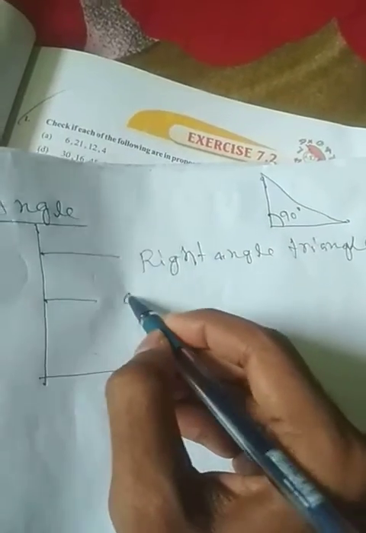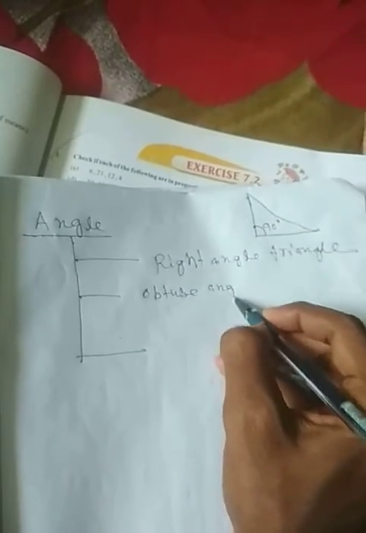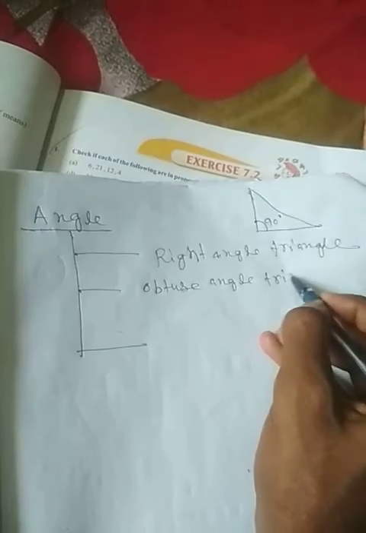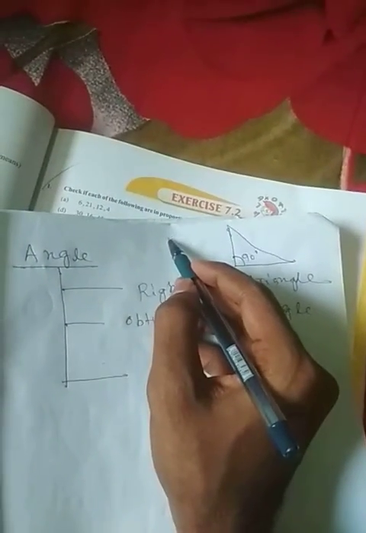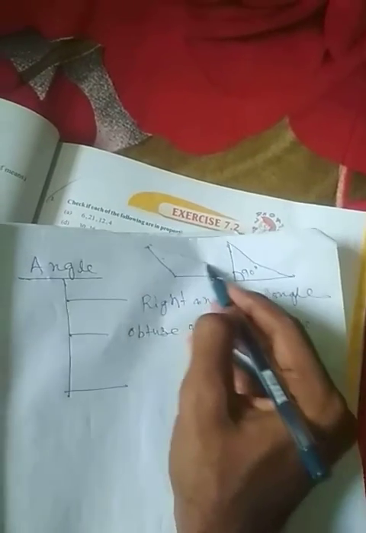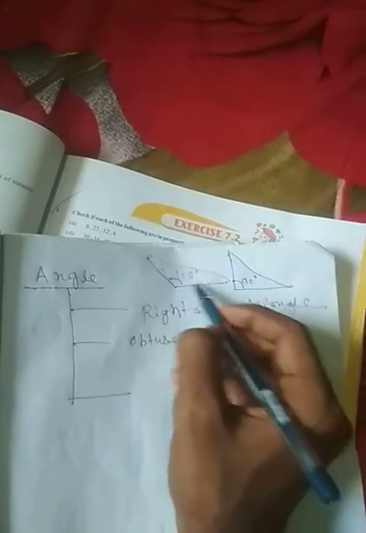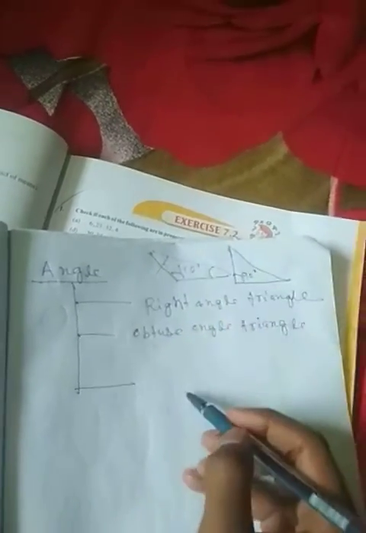Next, obtuse angle triangle. Obtuse angle triangle means at least one angle has to be greater than 90 degrees. Like this angle is 110 degrees, so this is an obtuse angle triangle.